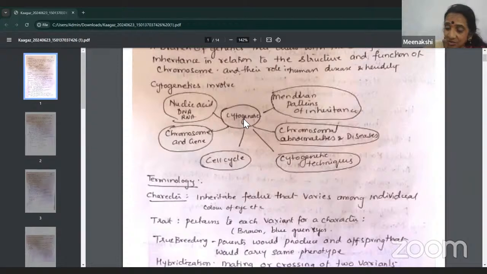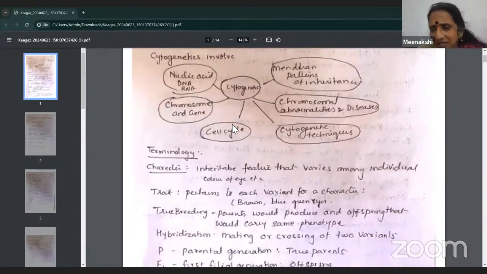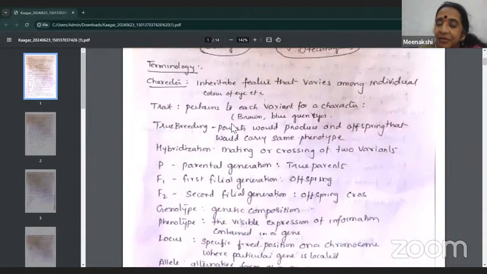In order to study cytogenetics, we need to know certain terminology. Already we are well acquainted with the terminology, but still we have to know these terms as and when we are doing genetics. First is the character. What do you mean by the character? A character is nothing but an inheritable feature that varies among individuals. For example, color of the eye, color of the hair, height of a person, skin color. All these are called characters. So all the phenotypic structures you are seeing in a person come as characters.